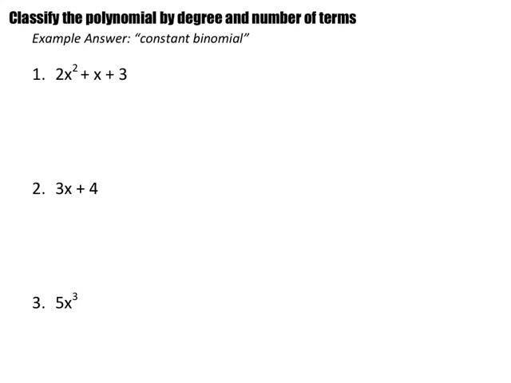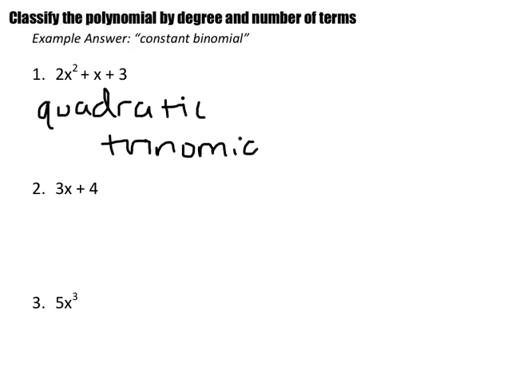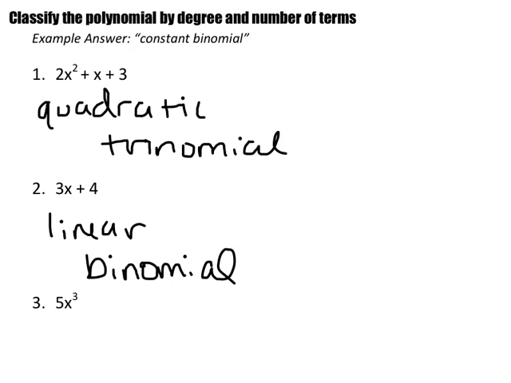So, number 1, we have 3 terms with the highest exponent of 2, so that makes it a quadratic trinomial. Number 2, we have 2 terms, the highest exponent of 1 on our variable, so that makes it a linear binomial. And number 3, we have 1 term with the highest exponent of 3, so that makes it a cubic monomial.